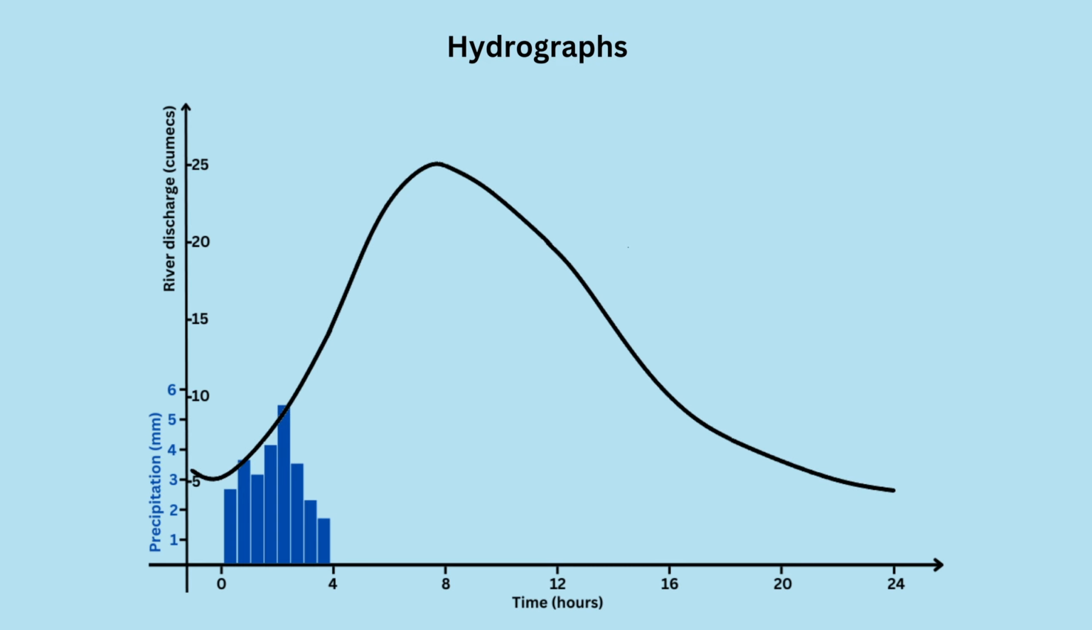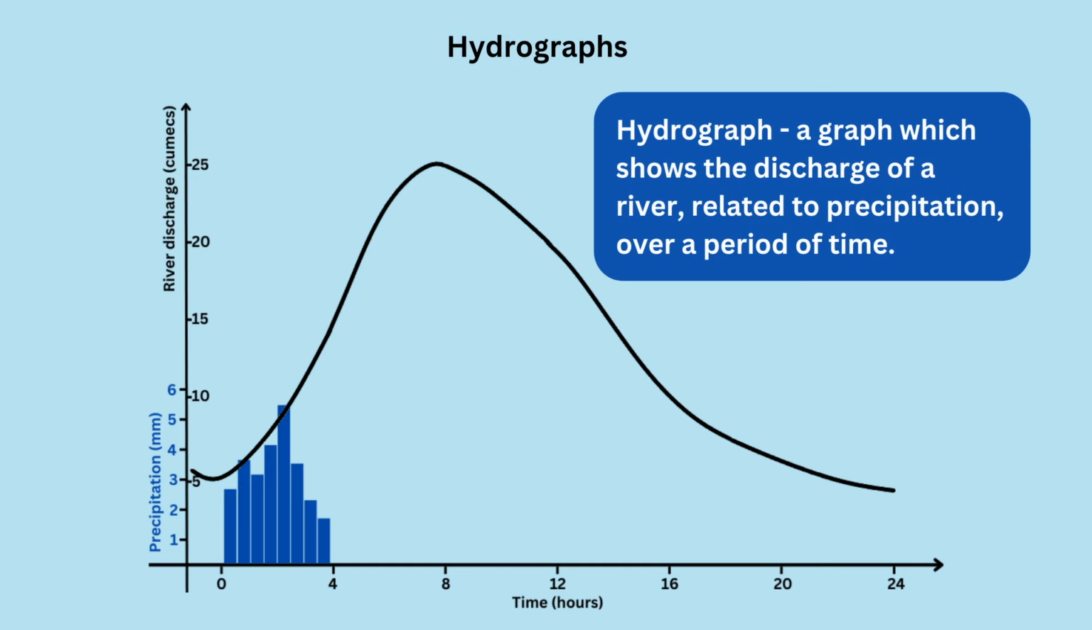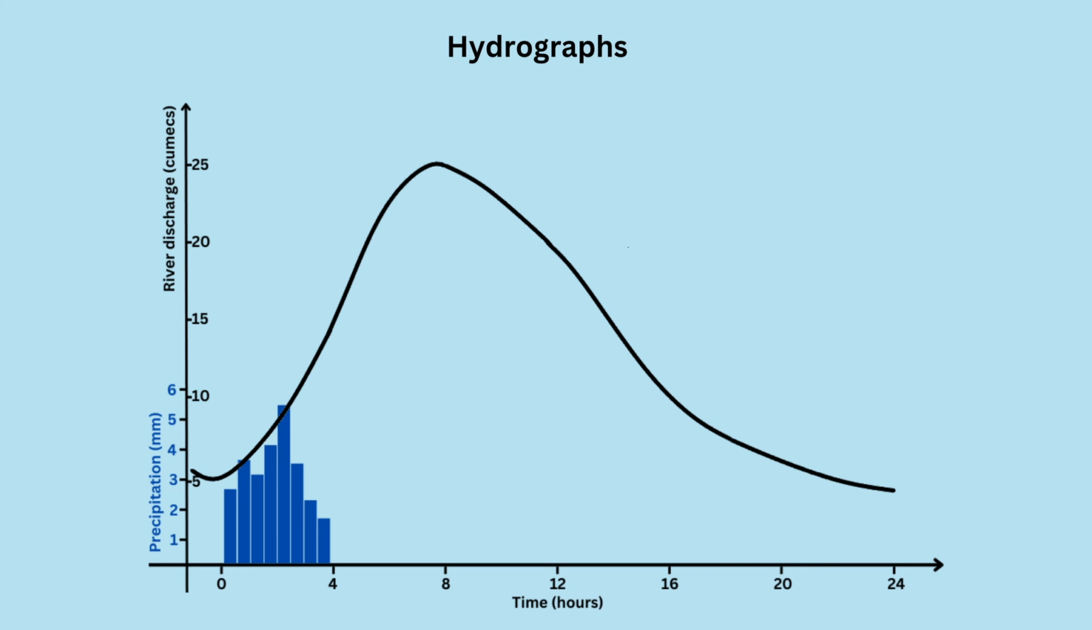This is a hydrograph, sometimes referred to as a flood hydrograph or storm hydrograph. It is a graph which shows the discharge of a river related to precipitation over a period of time. In this video I will help you understand the main features of hydrographs and how to describe them.